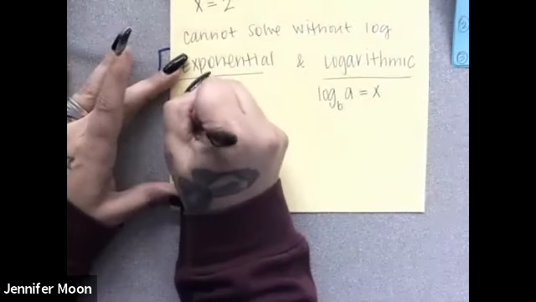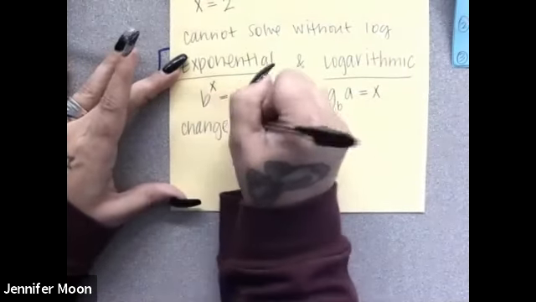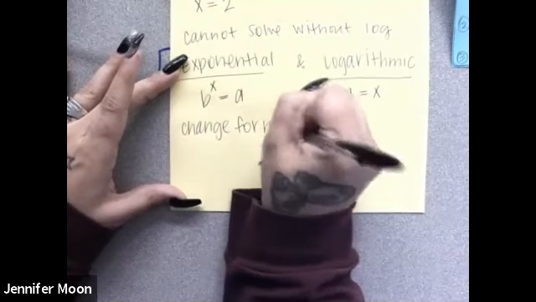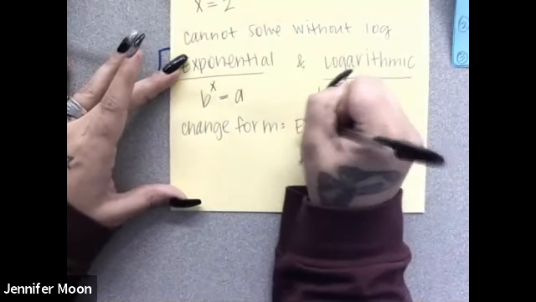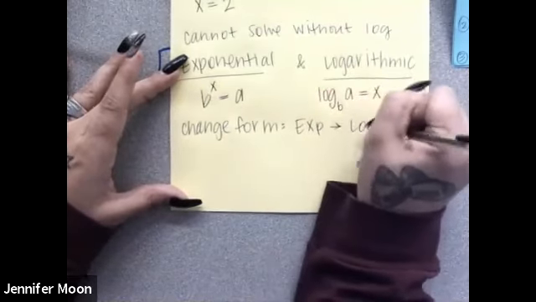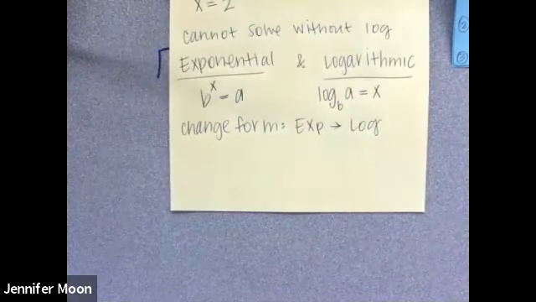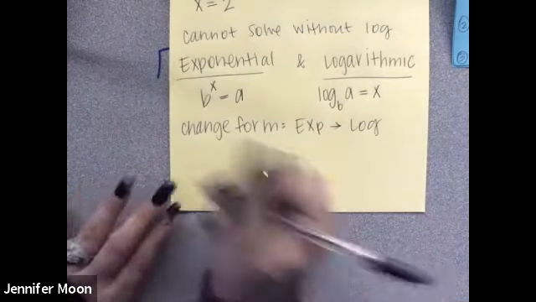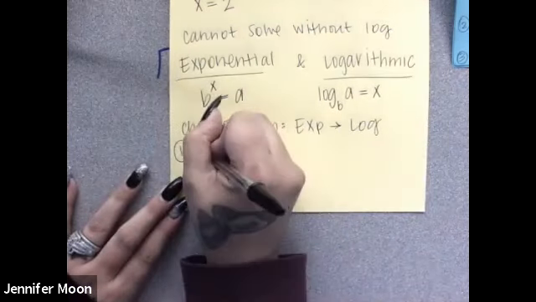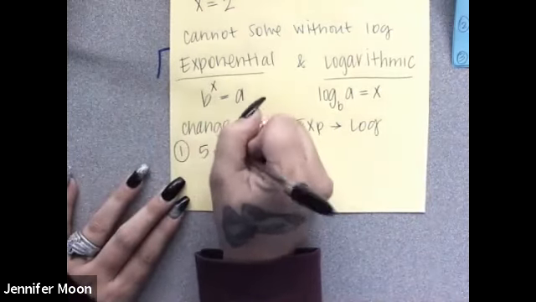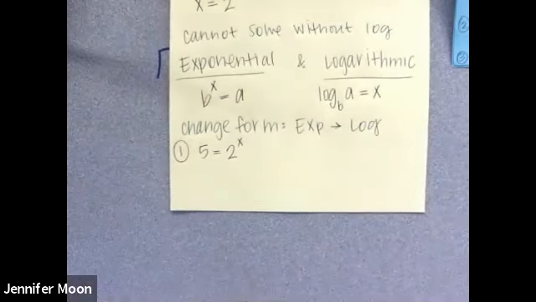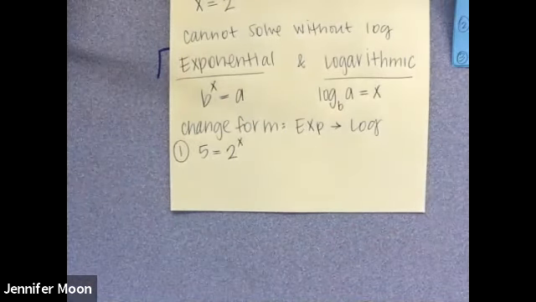I think I have room here. Let's change form. We're gonna go from exponential form to logarithmic form. Okay, so say what we have is 5 equals 2 to the x. I only had this black pen, y'all. Okay, I wish I could do different colors, but I did forget all of my markers.